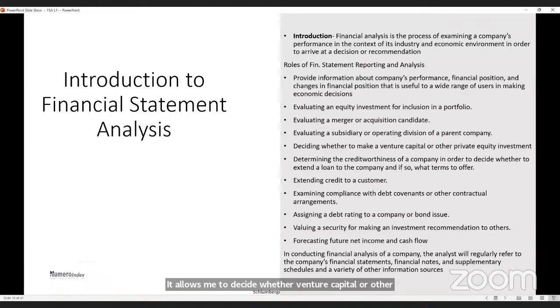It can even help you see whether you want to extend credit to a particular customer or not. It can help you assign debt ratings on bonds. It can also, the most important one in my opinion, help you forecast the future prospects of a particular company in terms of their cash flow and net income, because these are the things that will make you make an informed decision.